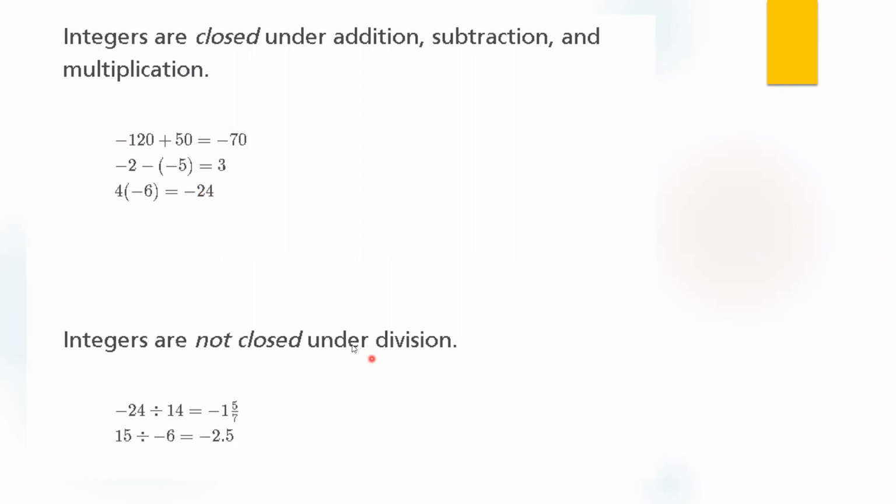But look at the division. As I told you before, integers are not closed under division. Like -24 divided by 14. The answer is -1 and 5/7. This is not an integer number. So I will say that integers are not closed under division. Look at the second one now. 15 divided by -6. Both are integers, but is the quotient an integer? No. So I will say now integers are not closed under division.